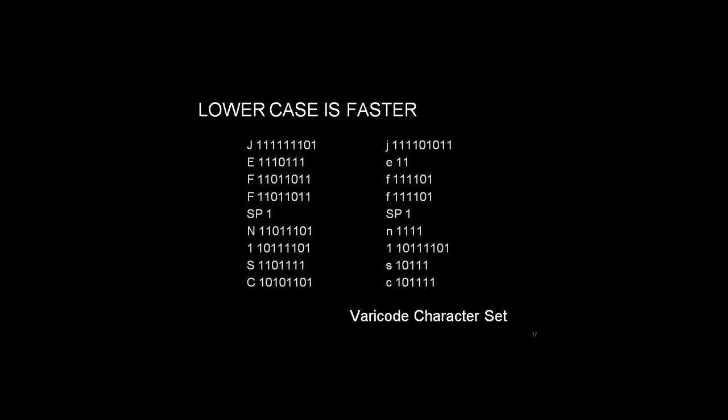Then what they did is they said, okay, I want to find the most common letters, and I'm going to make those the fewest amount of bits, so that it sends those really, really fast. So A and S and R. And then they said, oh, we've got to deal with uppercase, and they tacked those on. So sending the exact same message, Julie, Echo, Foxtrot, Foxtrot, Space, November 1, Sierra, Charlie, you can see the difference between uppercase and lowercase is actually quite substantial when you're doing time, and I've got a little demo for that a little bit later.